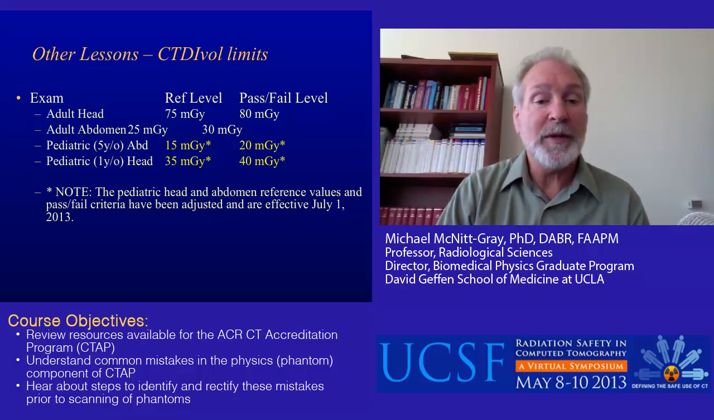The next 2 are new limits that are just being established. They'll be effective July 1, 2013. For the pediatric or 5-year-old abdomen, the reference level is 15 milligray, and the pass-fail level is 20 milligray. That's a new value that's been recently introduced. It's lower than it was before. For the pediatric 1-year-old head, the reference level is 35 milligray, and the pass-fail level is 40 milligray. Again, these values are new, and they've just been adjusted, and they will be effective July 1, 2013.